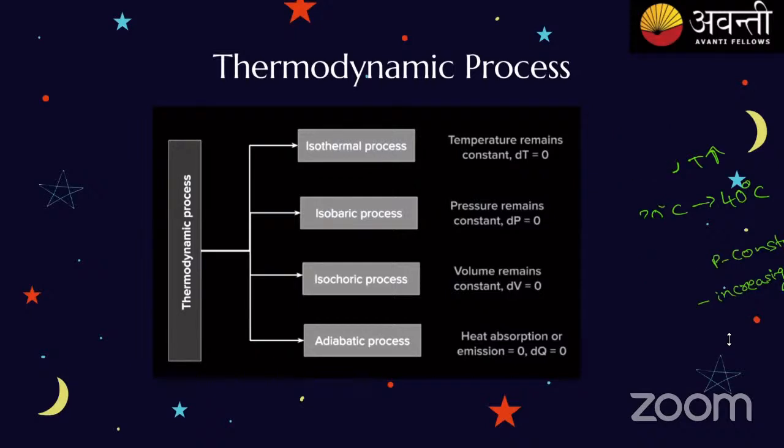If volume is constant, the same thing as in the previous example, what happens? If we don't raise the piston, the volume will be constant and the pressure will build up. That is an isochoric process. At last we'll see the adiabatic process. Adiabatic process is where there is no heat exchange. Okay, that is called an adiabatic process.